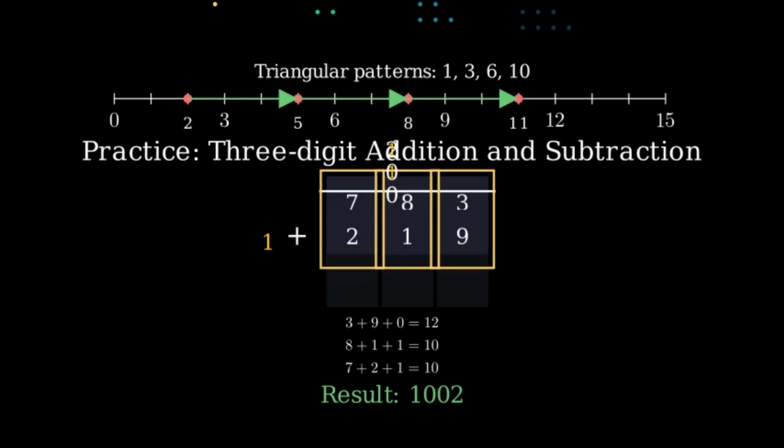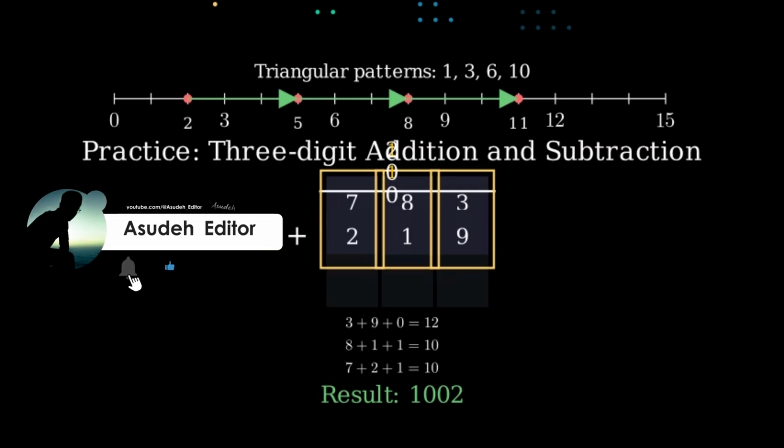Subtraction example 4. Subtract 187 from 630. We'll stack the numbers and subtract from the ones column, borrowing if necessary.